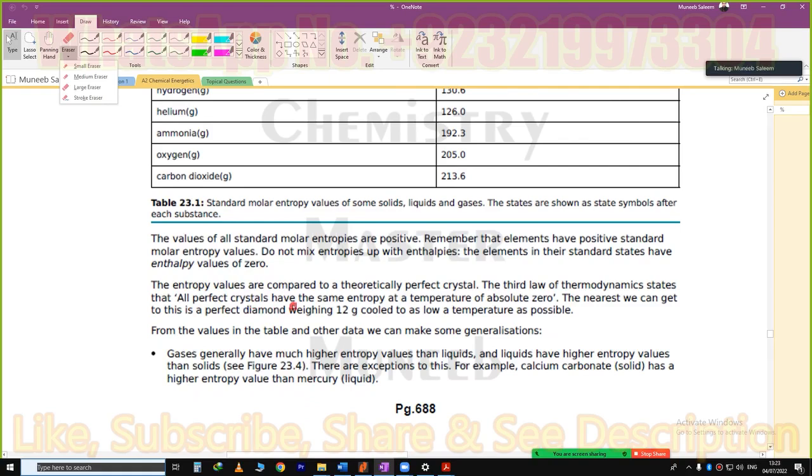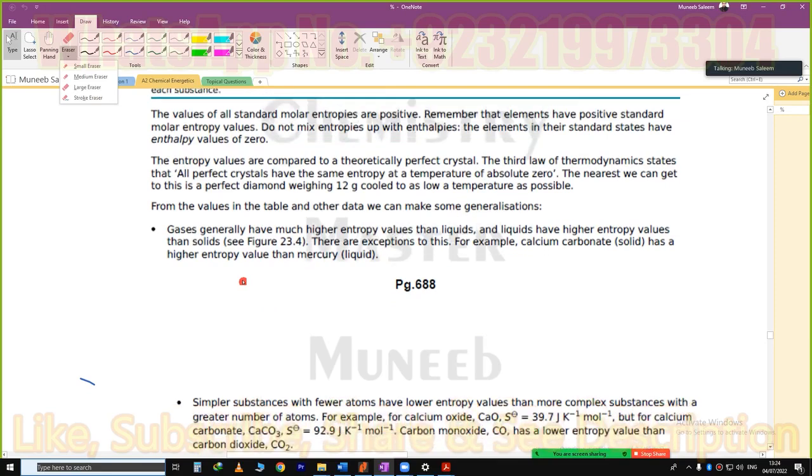All perfect crystals have the same entropy at a temperature of absolute 0. And then we have discussed that gases generally have much higher entropy values than liquids, and liquids have higher entropy values than solids. There are exceptions to this. For example, calcium carbonate, which is a solid, has a higher entropy value than mercury, which is a liquid. So an exception exists here. Why is it happening that the solid has a greater value but the liquid has a smaller value?